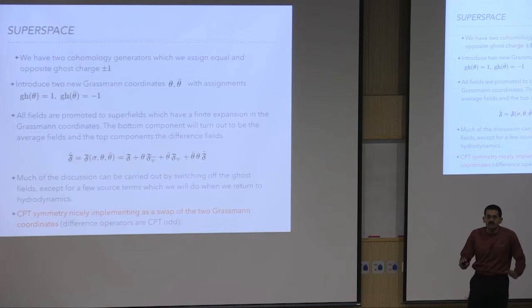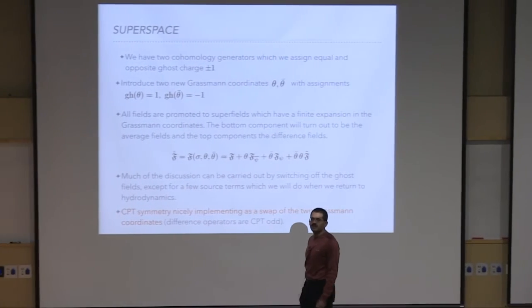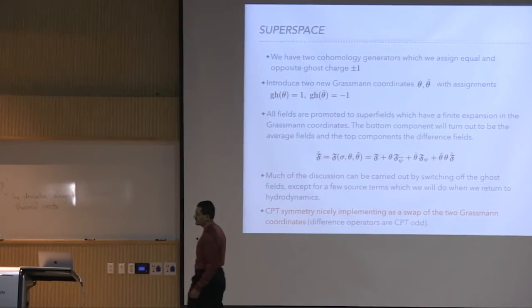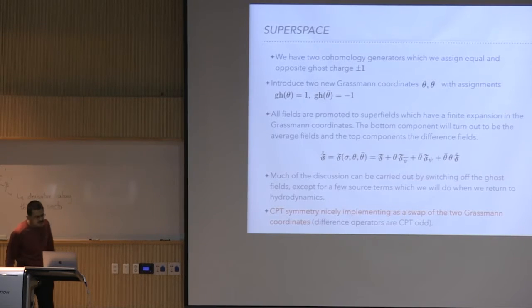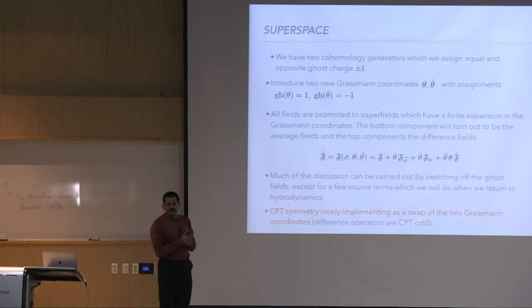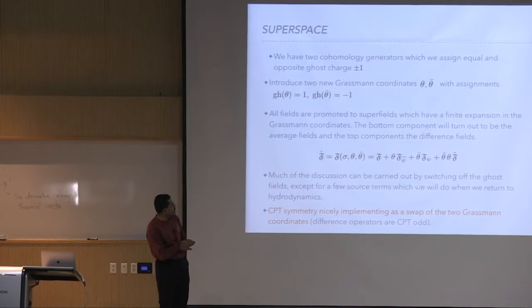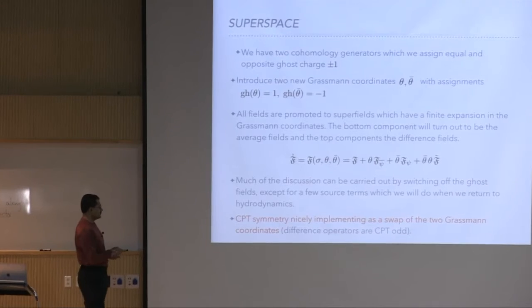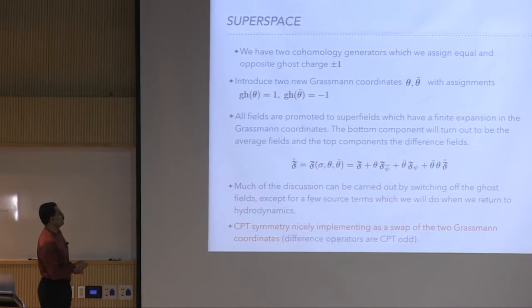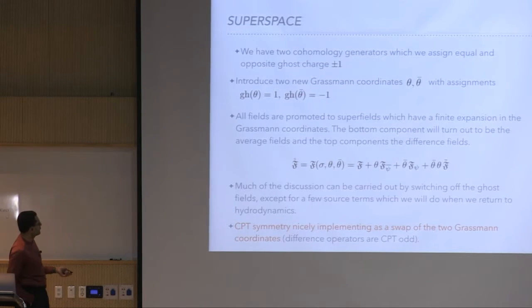It won't do any more, it will do exactly what's required of it. It's a very simple bookkeeping device to keep track of the Schwinger-Keldysh Ward identities. Okay, so again, everything is now going to be a superfield, and for our purposes, you can think of bottom components as average fields and top components as difference fields, and you can forget the intermediate ones for much of the discussion. I'll just keep them floating around for a while, but I'll switch them off later.